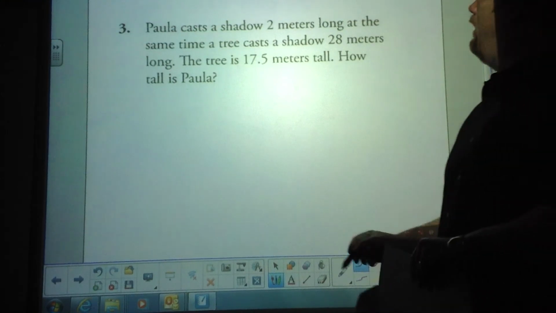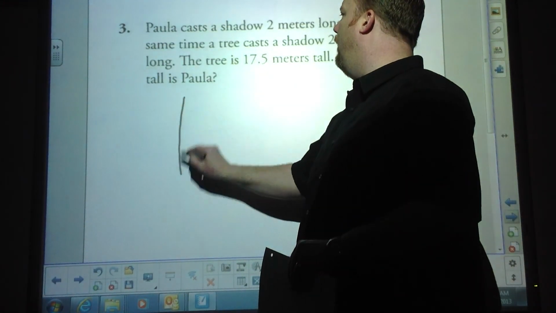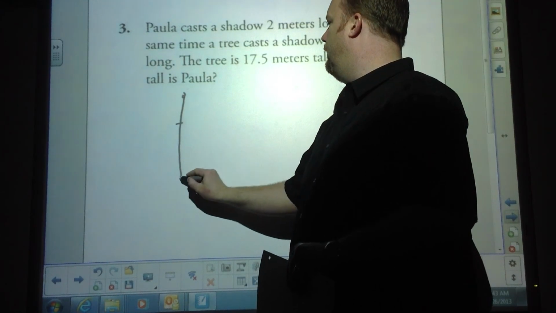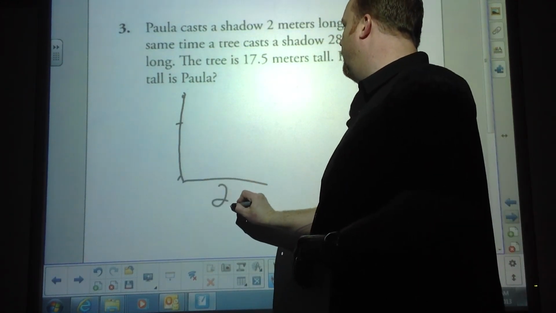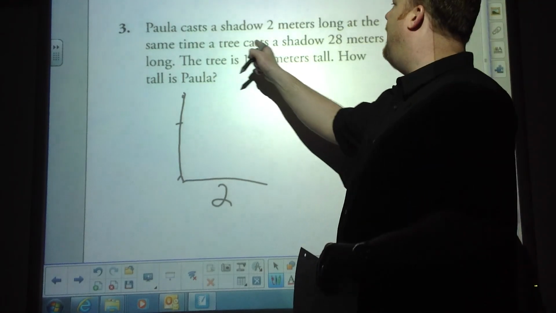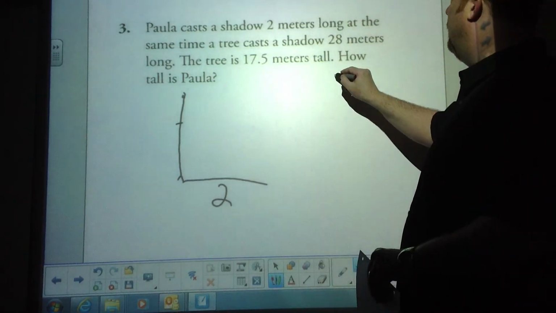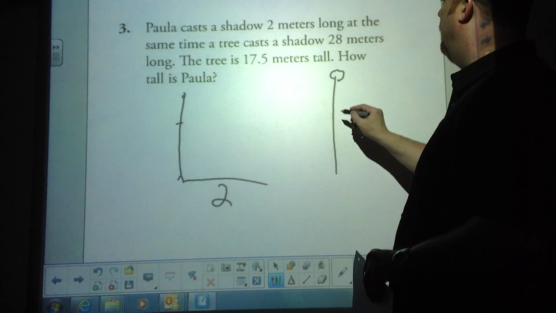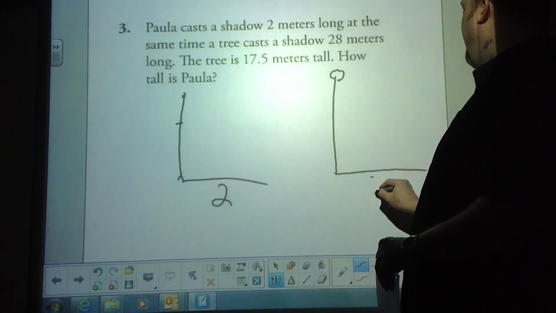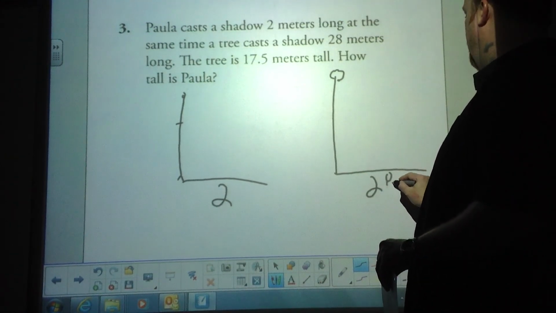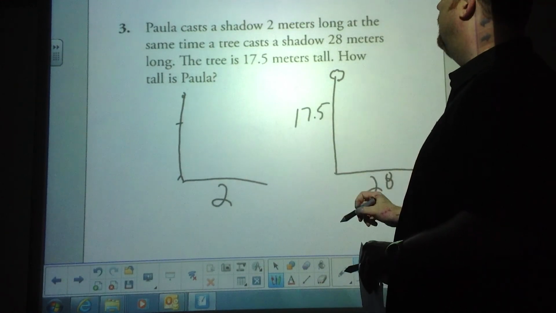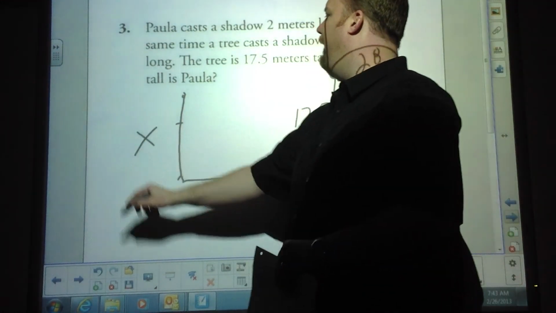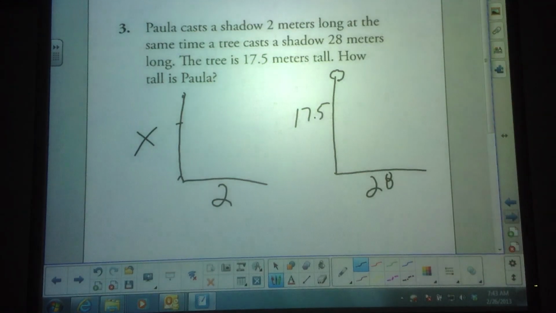Paula casts a shadow 2 meters long. So this is Paula. Then the shadow here is 2 meters long. At the same time, the tree casts a shadow 28 meters long. The tree is 17.5 meters tall. How tall is Paula? We're going to put an X in over here. Okay?